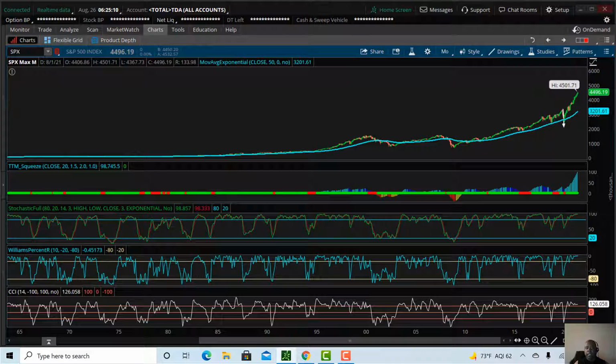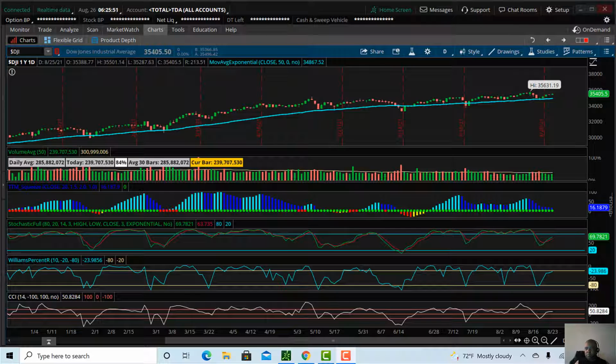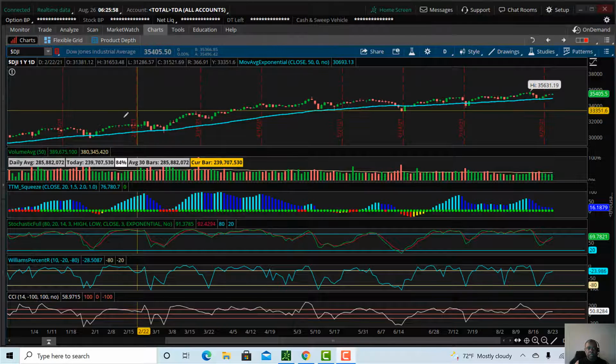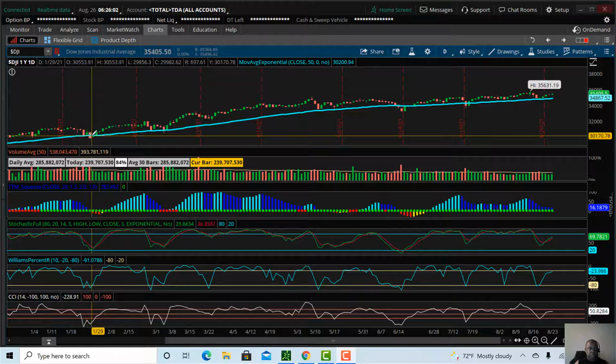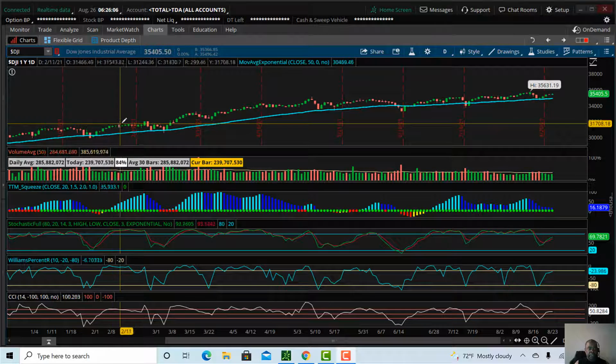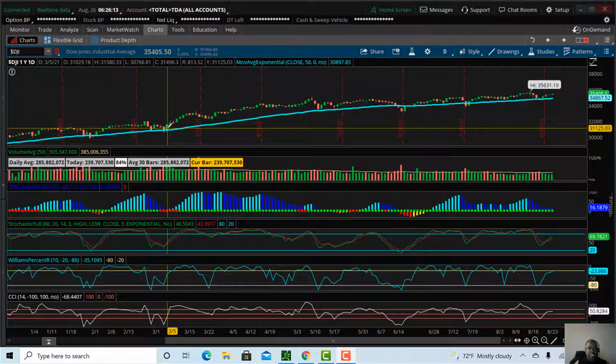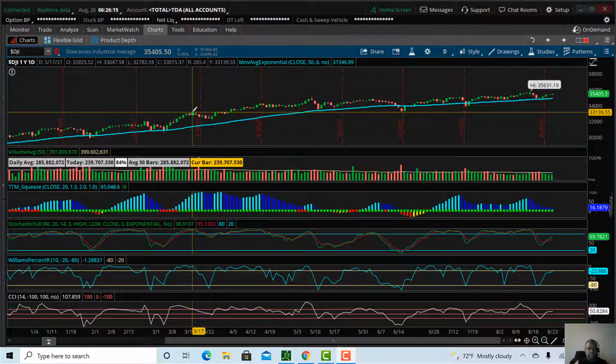Now let's take a look at a couple of other indices and show you what they're doing. Okay, and here's your one-year daily chart of the Dow Jones, and same type of scenario. Pull back to 50-day moving average. Have one back here in the early part of January of this year, and we rallied right after we got that pullback.